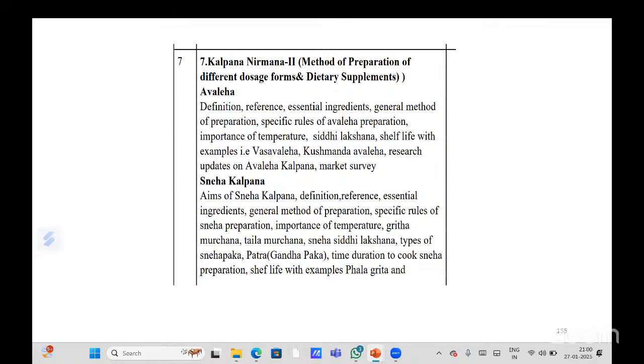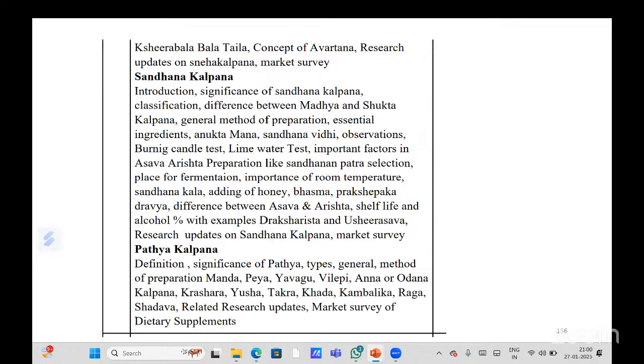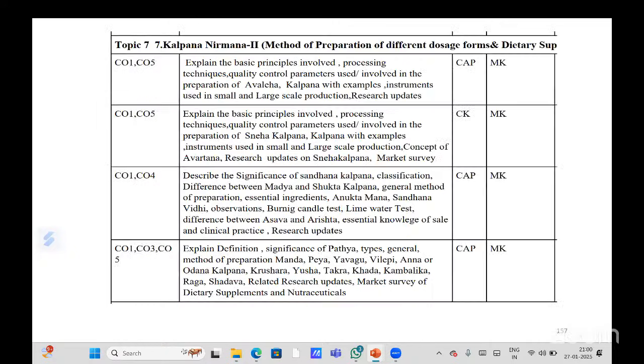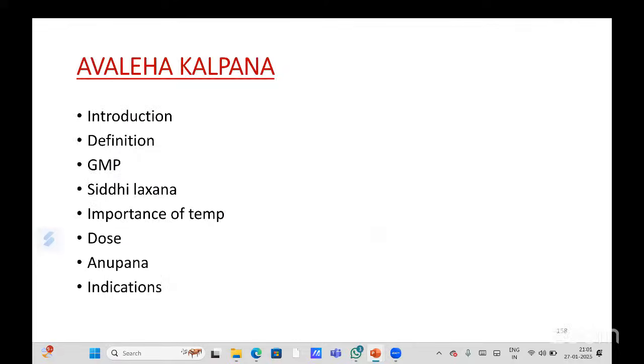Okay. So here, all of these must be known, whether it is Avaleha, Sneha, Sandhana or Pathya. All the concepts are must-know only. Take the concept of Avaleha Kalpana. If it is asked for 10 marks, you have to briefly give the introduction of Avaleha Kalpana, the definition of Avaleha Kalpana, the general method of preparation, then the Siddhi Lakshanas, Avaleha Siddhi Lakshanas, Pakakalina and Pakanantara, the importance of temperature.